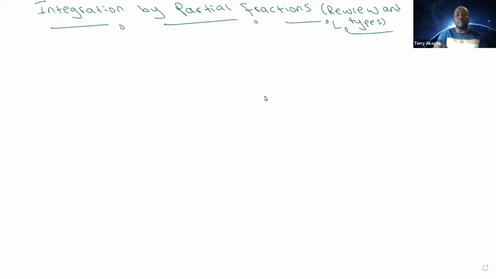These are fractions that do not follow the standard types, so we have to do a little bit of tweaking to break a big fraction into smaller fractions. Does that make sense? I'm going to do a quick revision with this question here: x plus 1 over x squared minus 3x plus 2.